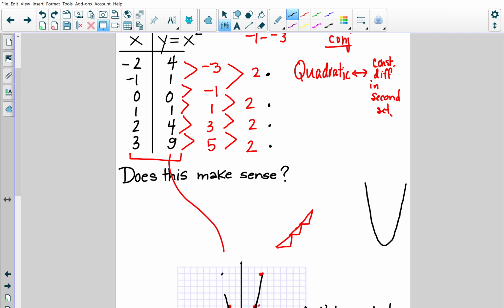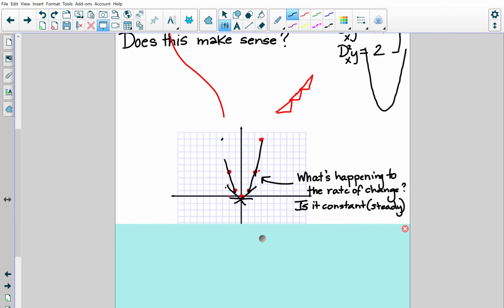And P.S., if you've had calculus, this should make sense. A little sidebar for the calculus people out there. The first derivative of that quadratic would be 2x, and the second derivative of that quadratic would be 2. And for quadratics, it takes 2 derivatives to settle down to a constant. Okay? So the rate of change is constant.